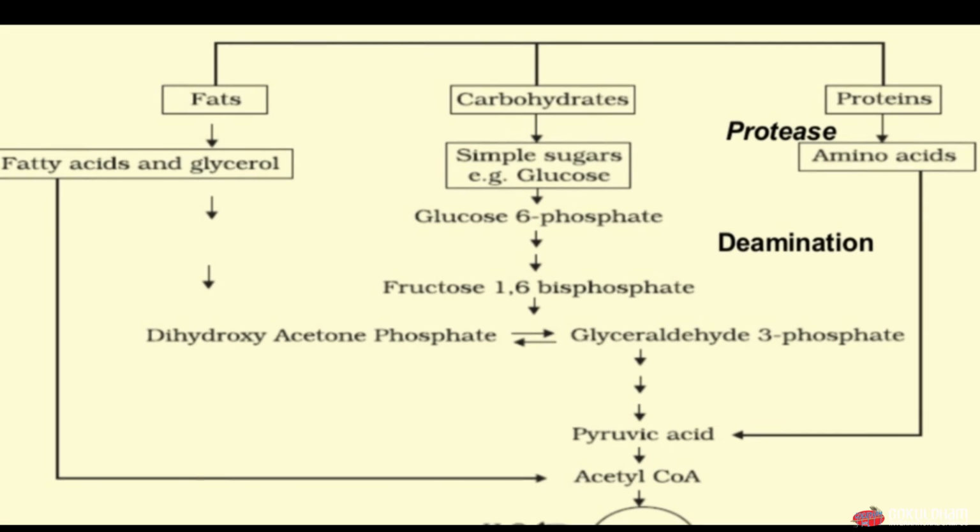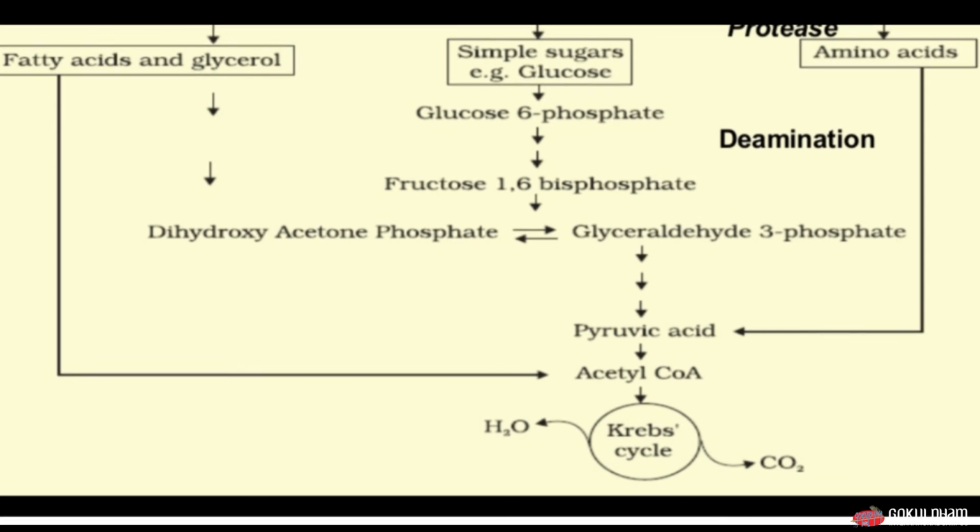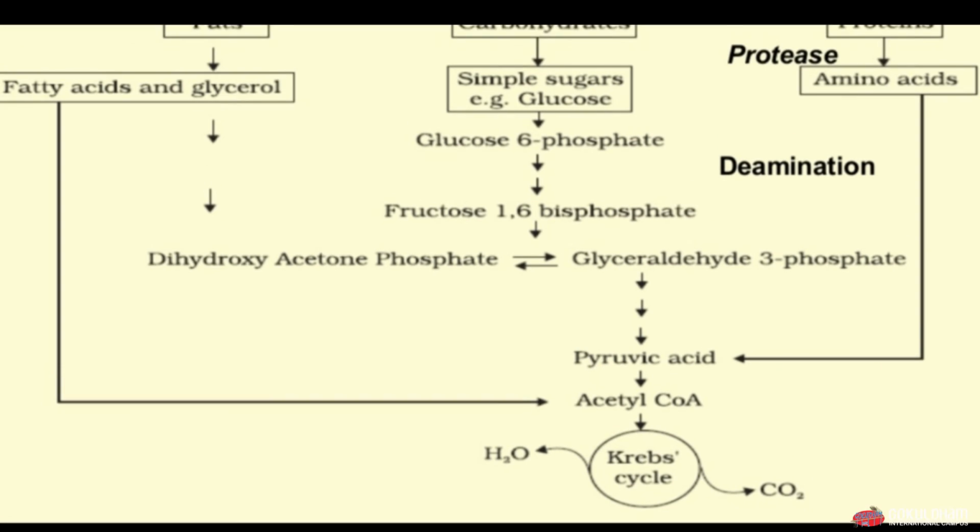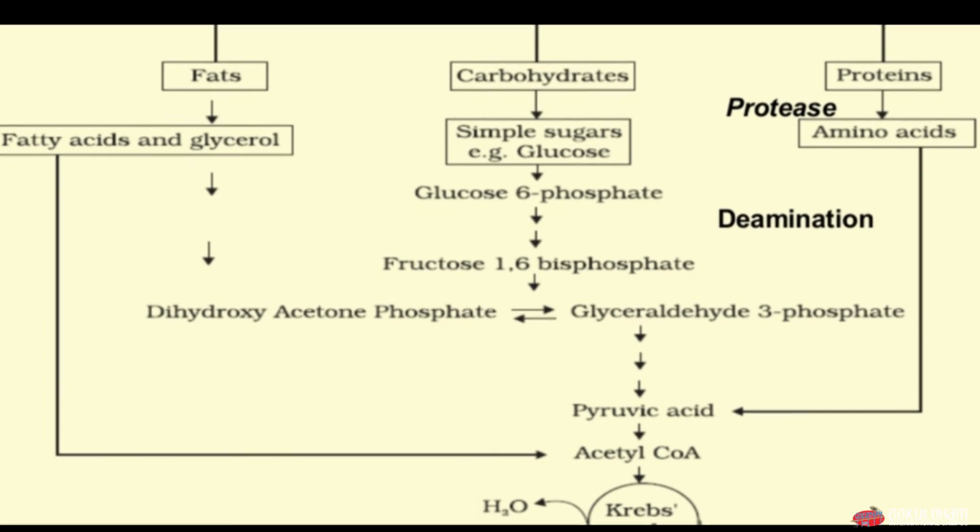Fats are broken down into fatty acids and glycerol. The fatty acid is converted into acetyl coenzyme A, and this acetyl coenzyme A enters the mitochondria for the Krebs cycle. Likewise, glycerol is converted into dihydroxyacetone phosphate, and then into glyceraldehyde 3-phosphate. Later it forms pyruvic acid and then acetyl coenzyme A. So this is about fats.